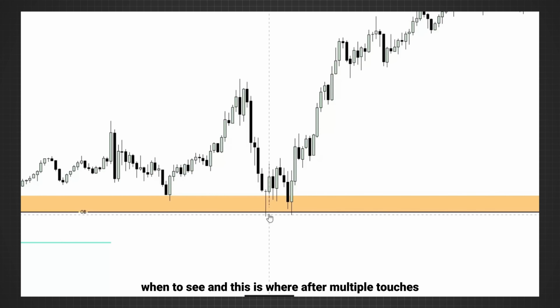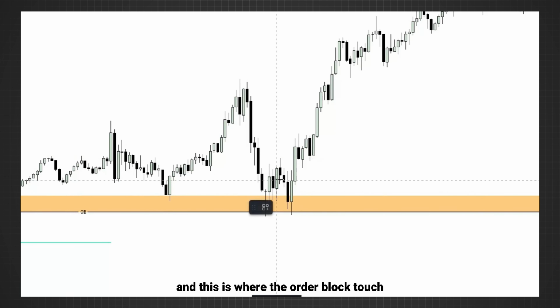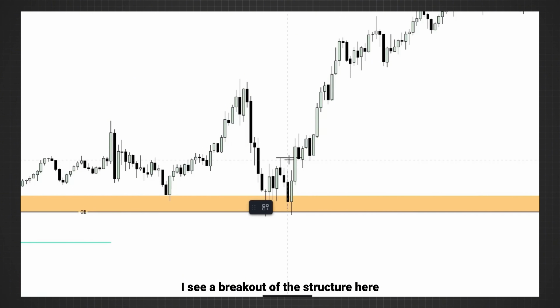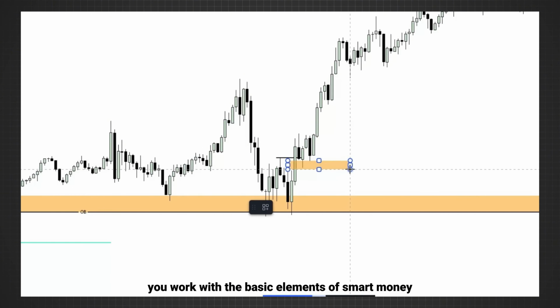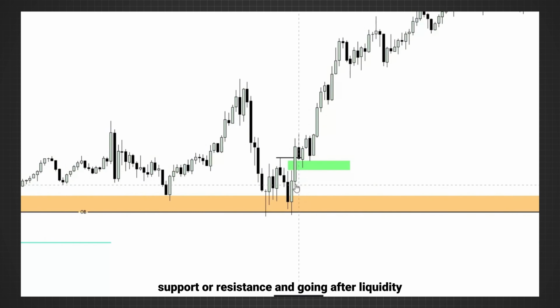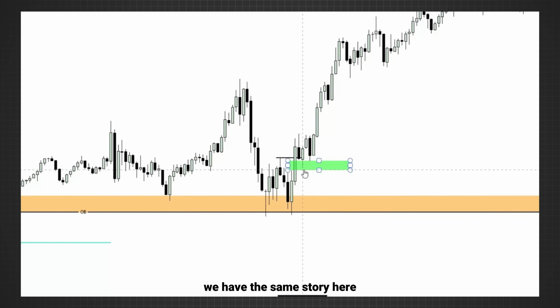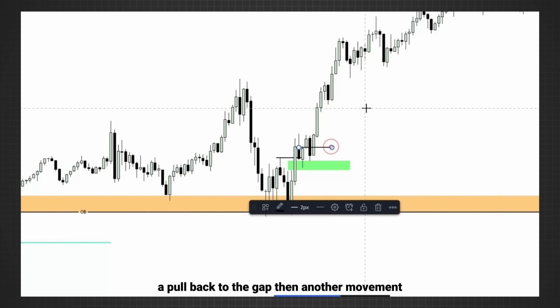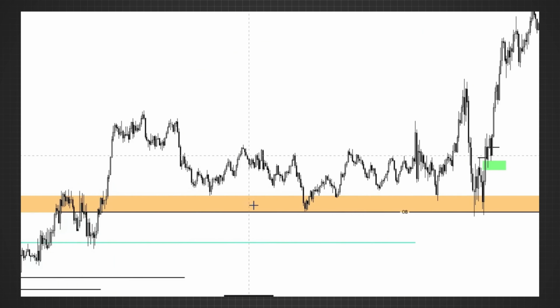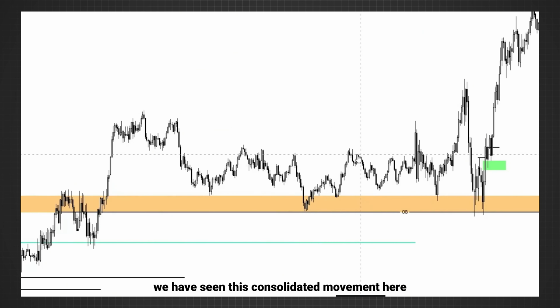And this is where, after multiple touches, and this is where the order block touch, I see a breakout of the structure here. You work with the basic elements of smart money, which is finding where price finds support or resistance and going after liquidity. We have the same story here. We have a breakthrough of the structure, a pullback to the gap, then another movement. Another order block also fits here. We have seen this consolidated movement here all the time.